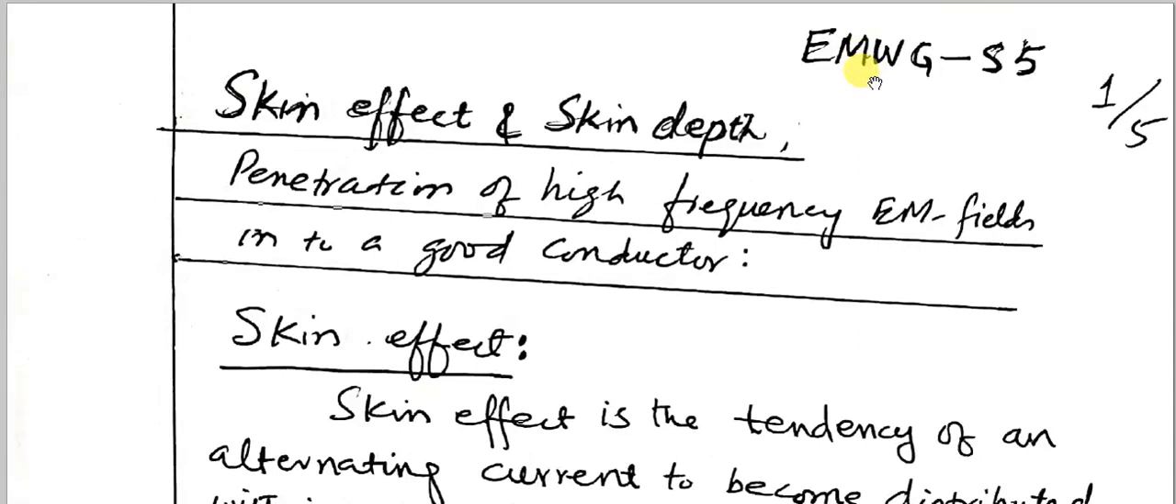Dear students, this is the electromagnetic course. The topic code is EMWG-S5. The title of the topic is Skin Effect and Skin Depth. Further, within this topic, we will be discussing the penetration of high frequency electromagnetic fields into a good conductor.